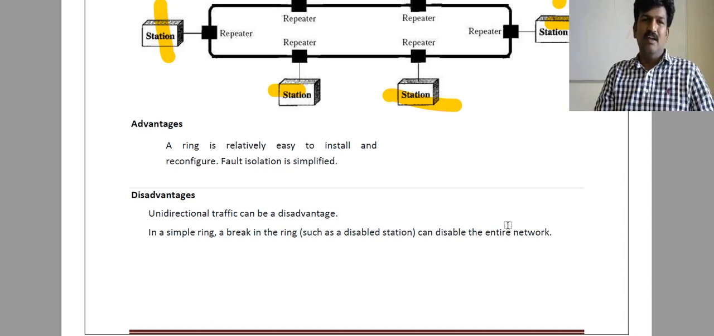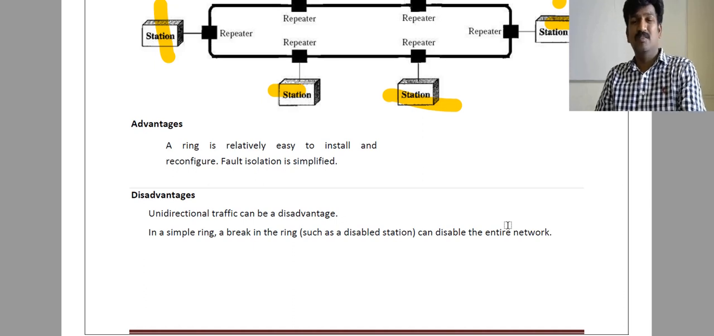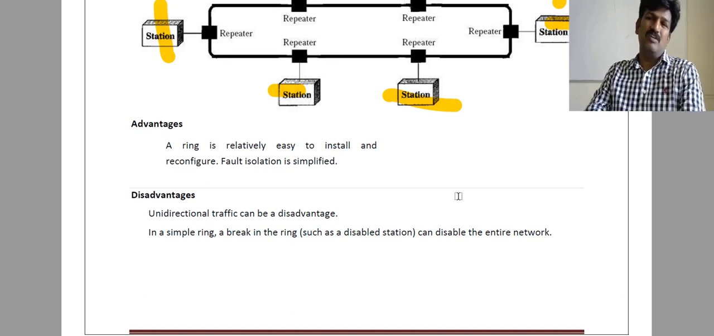In a simple ring, a break in the ring can disable the entire network. It means that the ring is a loop. Once the loop was broken, what happened? It disables the entire network. Though all the links are good, it's not enough. The ring needs to be closed, needs to be looped. Then only you can have good communication among them.